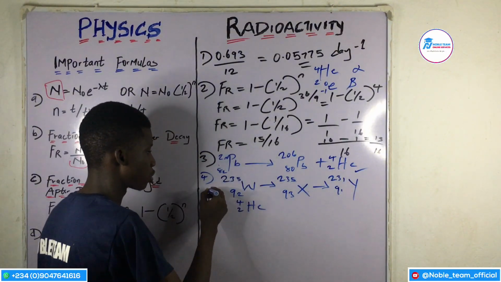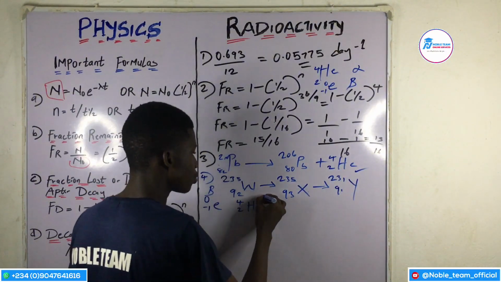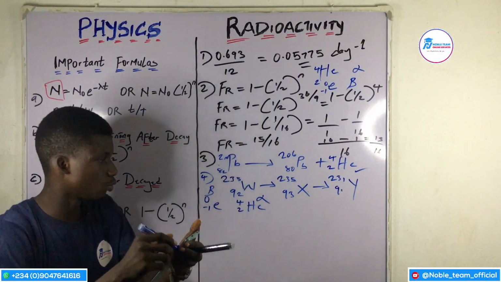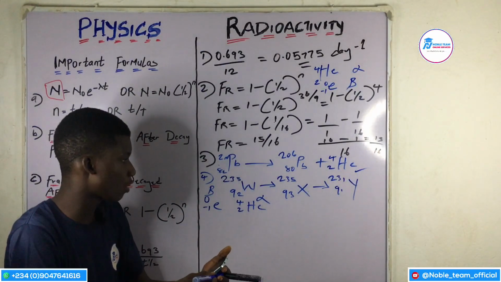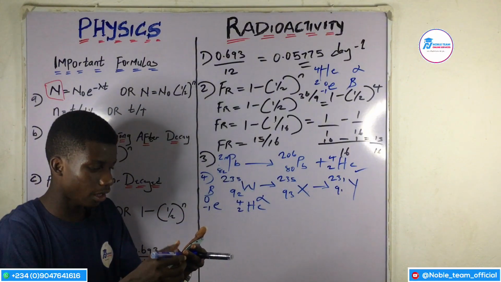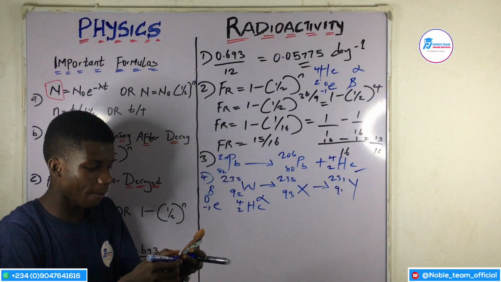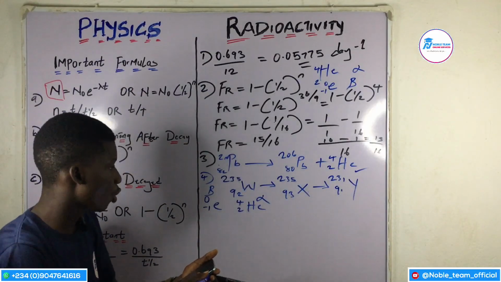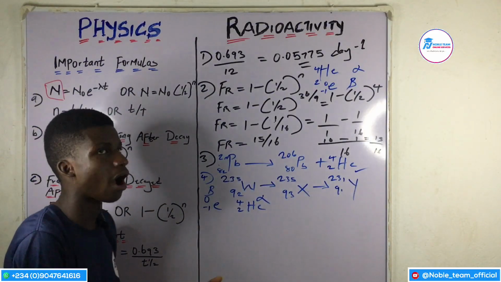So the first one is what? Beta particle. The second one is what? Alpha particle. And looking at the options, let's analyze them. Option A: beta particle and alpha particle. Option B: alpha, beta. Option D: alpha. So which option is correct? Option A is correct: beta, alpha.